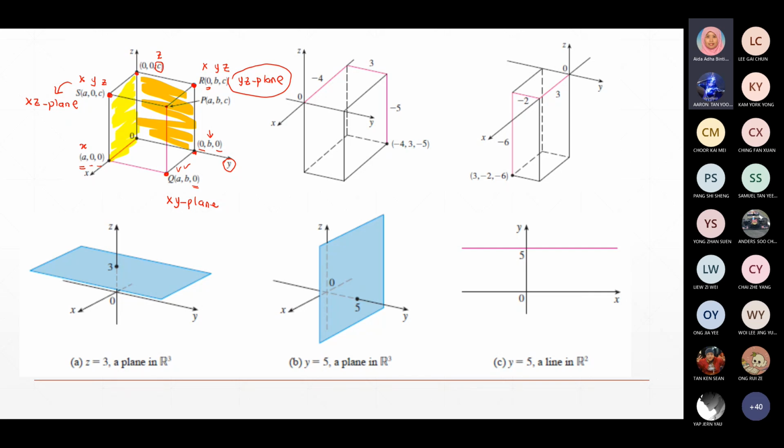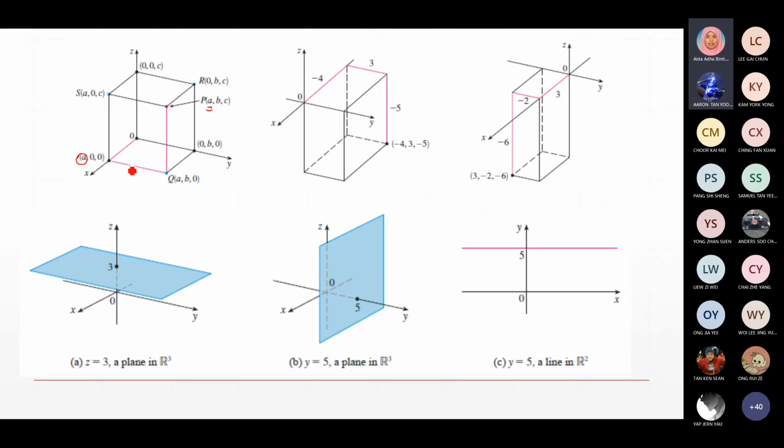This is just how you can imagine it, so please try to imagine. For this one, the point P is the point (a, b, c). So you can see the point (a, b, c), and this refers to the coordinate x.